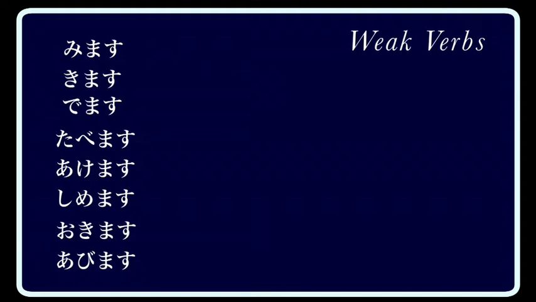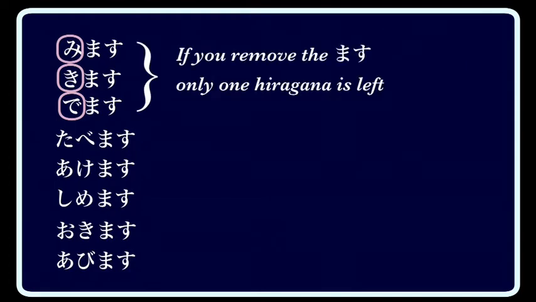Let's have a look at why. The first three, if we remove the mas, have only got one hiragana left over. So that makes them weak verbs. We cannot change that original hiragana. In most cases, there's a kanji or a character for that. So the mi in mimas, the ki in kimas, the de in demas cannot change. So they are weak verbs. We can only remove the mas. Remember, if you remove the mas and only one hiragana is left, it's a weak verb.